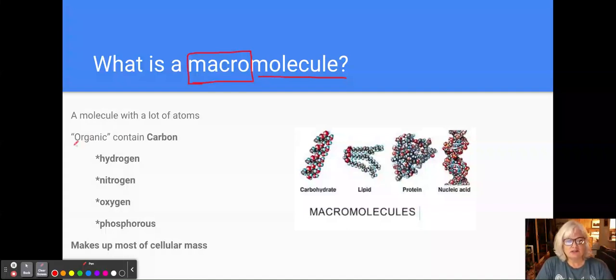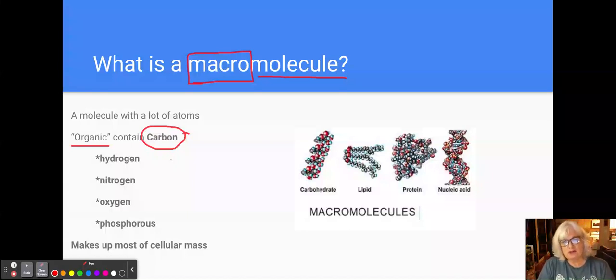Now, they're also called organic. And what does organic mean? A lot of you are probably thinking, oh, it means whole foods type food. No, when it comes to biology and chemistry, organic has a very specific meaning, and it means that it contains carbon. So a molecule that contains carbon is considered organic.